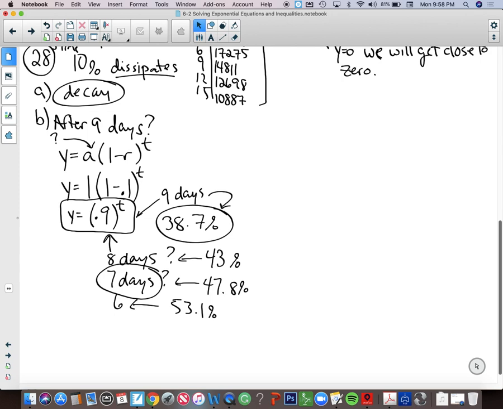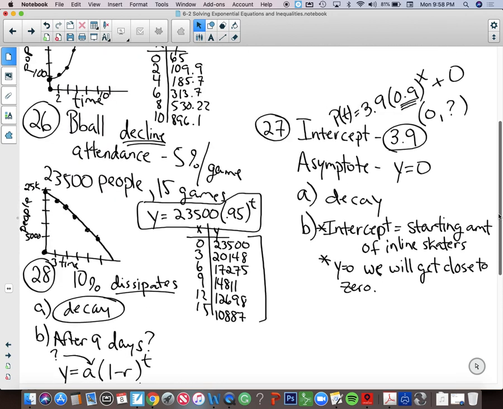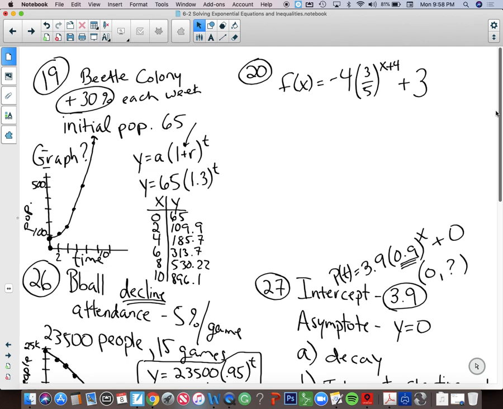All right, so going back up to number 20, we're going to graph that one for you. I'm going to kind of cheat here and go to Desmos. That way we can see how to use Desmos. And if you want to do it by hand, that's fine.